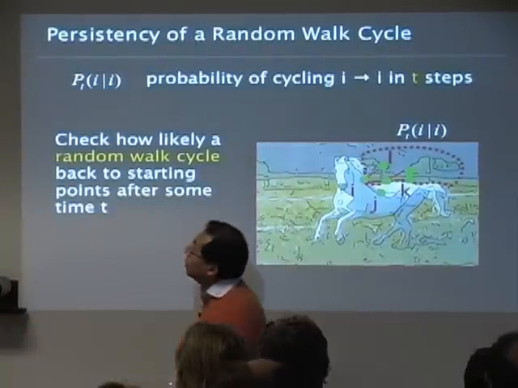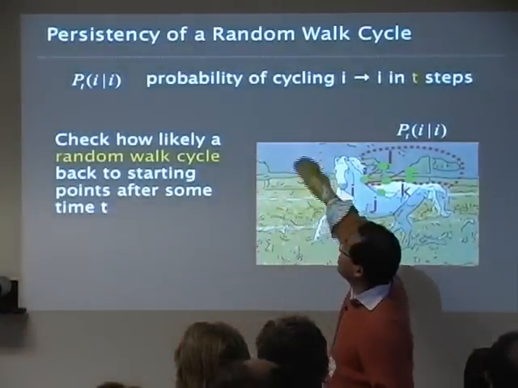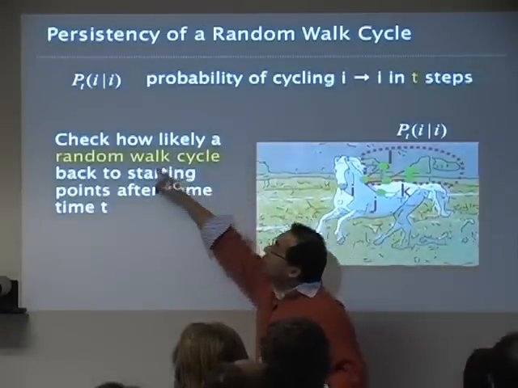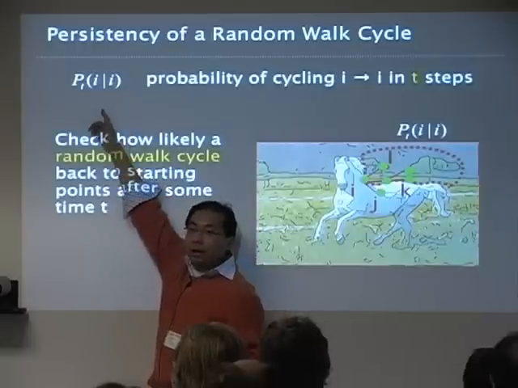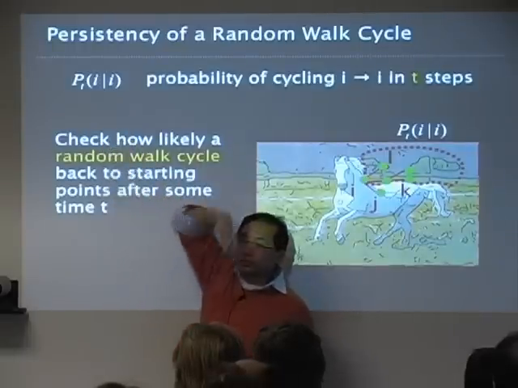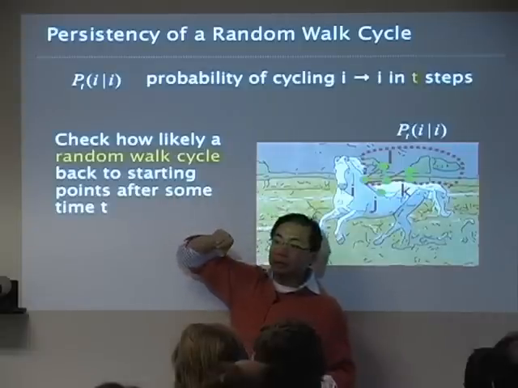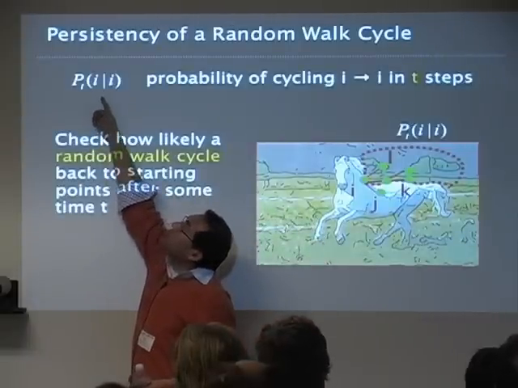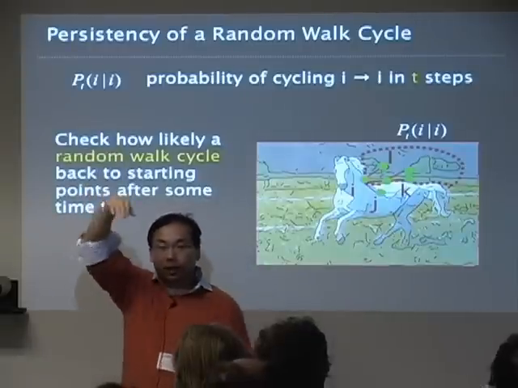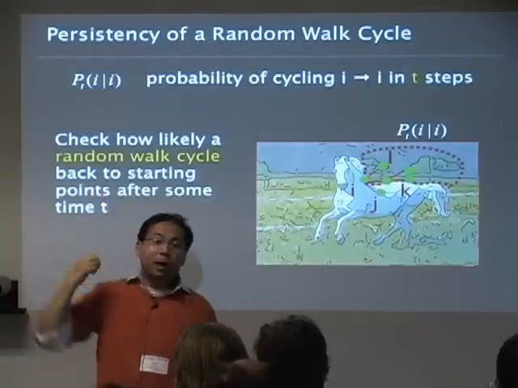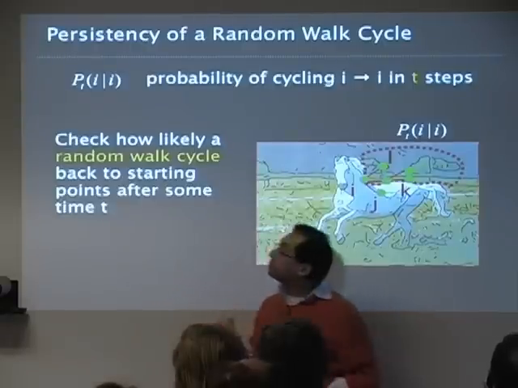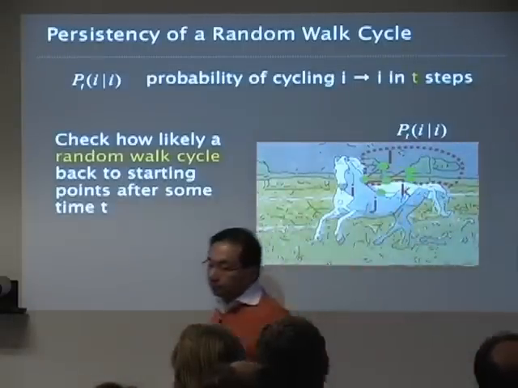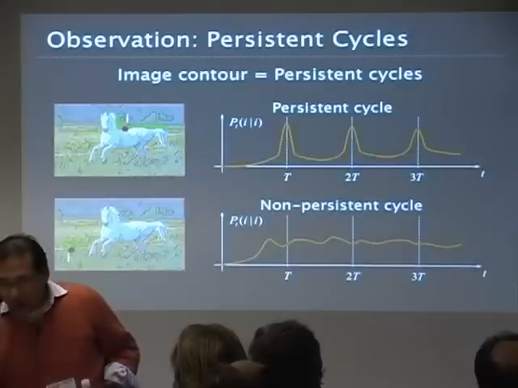So here's the concept I'm going to introduce. It's called the persistency of random walk. What we look for is the probability of a cycle that starts with I, goes through some other pieces, and returns to itself at some time t later. There's always a cycle that comes from I, goes through this graph, sneaks around, and eventually comes back to itself after time t. So we want to look at this property. This is our observation.